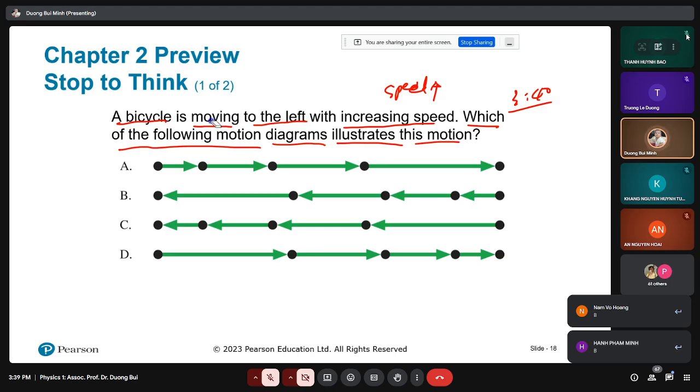Remember, the bicycle is moving to the left.